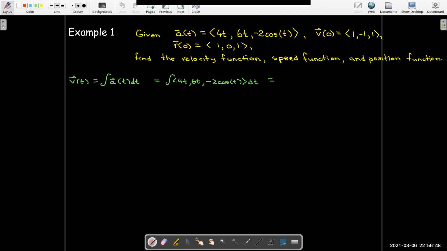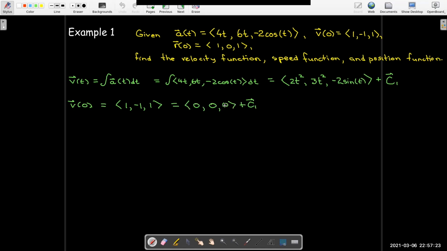So let's take the antiderivative of the given acceleration function. We'll do that one component at a time. We'll get this antiderivative plus a constant vector of integration. So we need to evaluate what this c1 vector is. Well, we can use the fact that the velocity at 0 has components 1, -1, and 1. So let's go ahead and put 0 in the place of t in my expression for the velocity, and that just gives me all zeros. And so that will lead me to say that C1 is just 1, -1, 1.